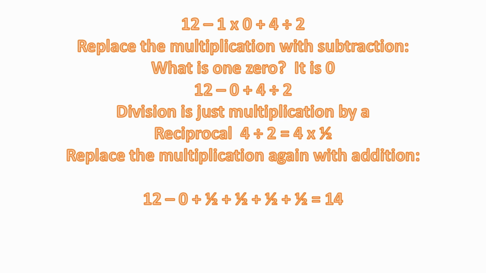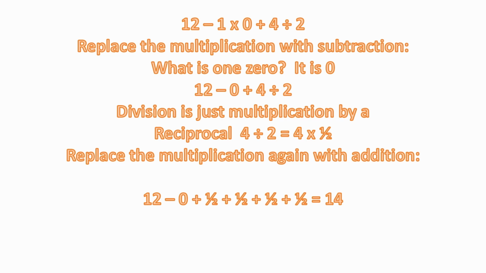And this is really the reasoning behind the order of operations. It's not an arbitrary convention. It's based on the relationship between addition, subtraction, multiplication, and division. Just like I said, multiplication is shorthand for addition, and division is just multiplication by a reciprocal.